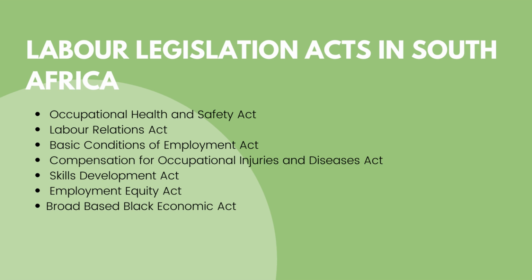Then we've got the Labor Relations Act. Now this regulates the relationship between employers and employees, right? It addresses aspects like the right to strike, labor dispute procedures, and how to deal with unfair labor practices, right? And then we've got the Basic Conditions of Employment Act. So this ensures that workers are treated fairly. It also addresses aspects like payment methods, minimum wages, working hours, overtime, leave, termination of employment, and so on and so forth. Then we've got the Compensation for Occupational Injuries and Disease Act, which states that workers must be compensated if injured or get sick while on duty.